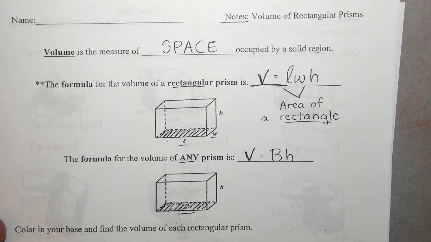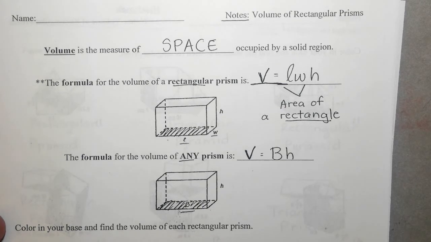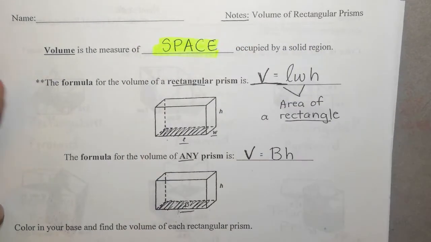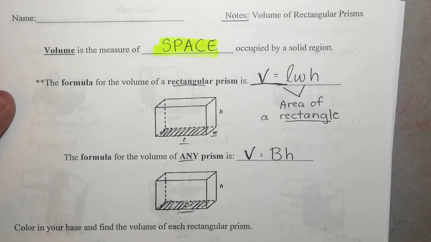I'm going to give a crash course right now. Here we go. So the volume. The volume is just the measure of space occupied by a solid region. Personally, I think of volume as like the tissues inside the tissue box. It's the stuff inside it.